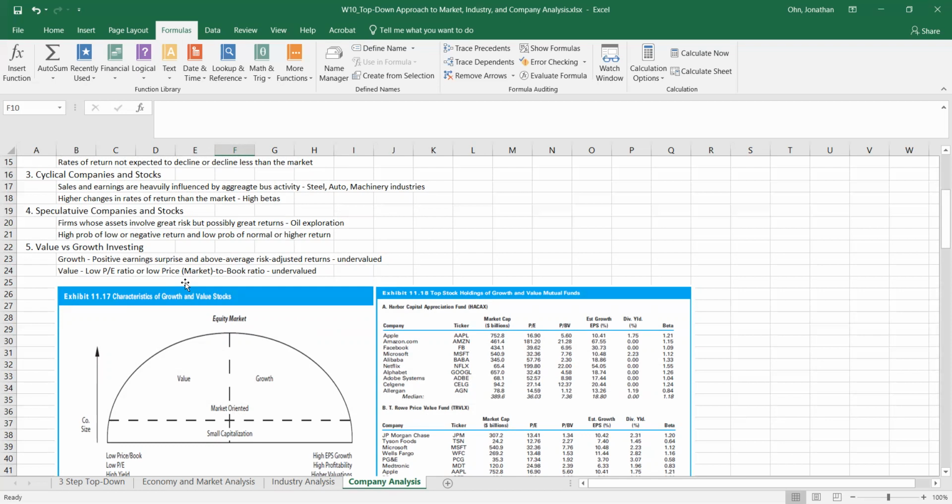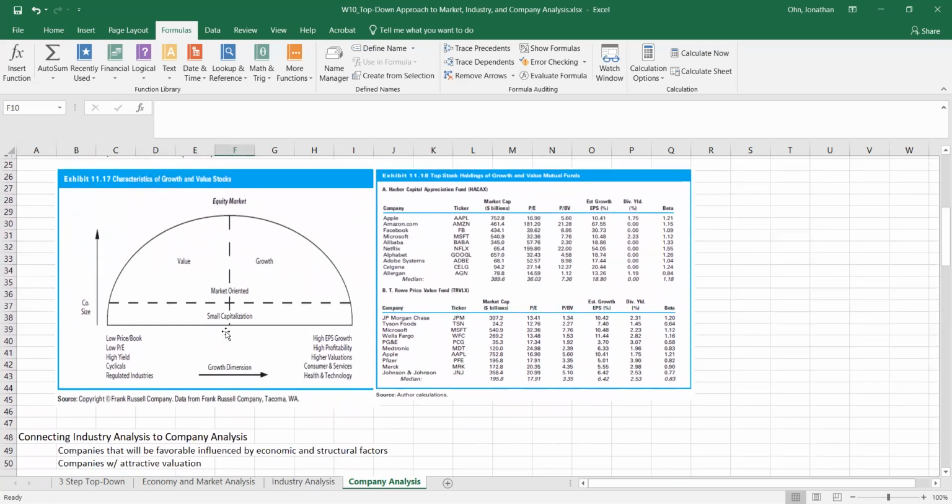Value versus growth investing. Let's get to this one here. Growth, I told you, focuses on earnings, right? Sales and earnings surprise, and average risk adjusted. But value and growth are both kind of undervalued. However, growth stock or growth investment is based on earnings surprise or earnings growth. But value investing is based on low P/E ratio and low price to book, or market to book ratio. They are identified by low P/E ratio or low market to book ratio.